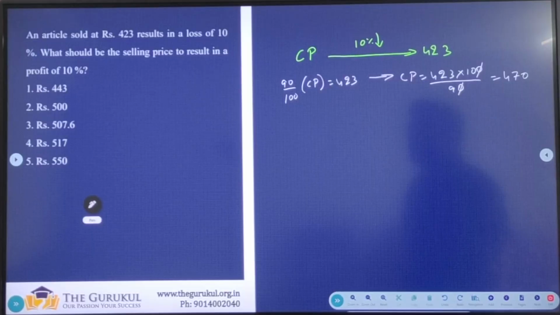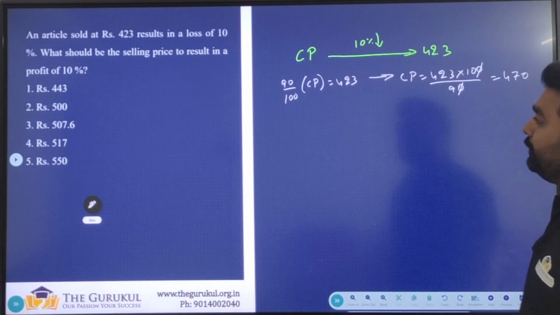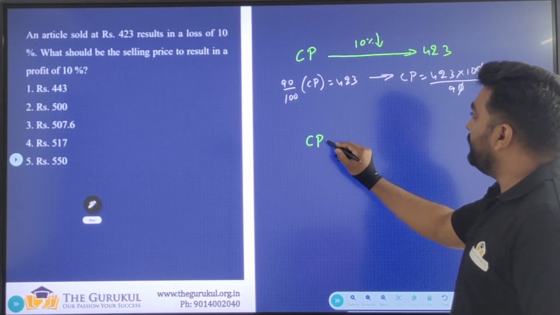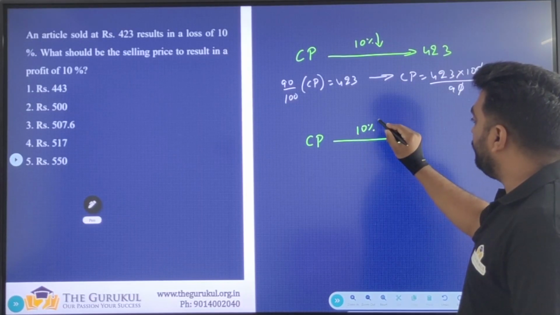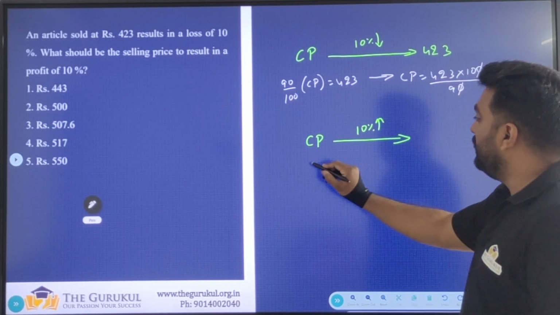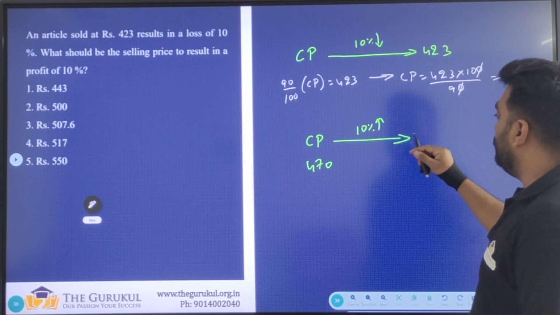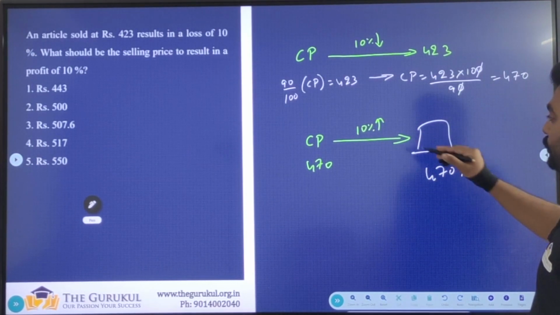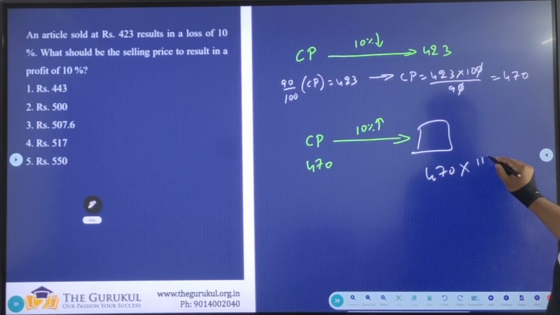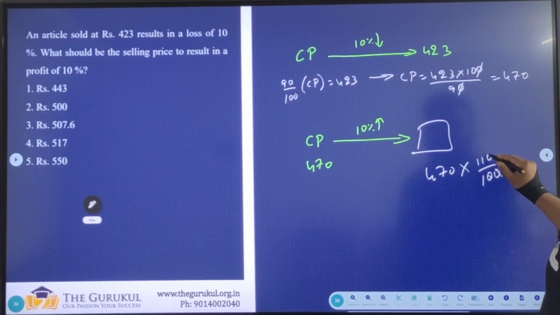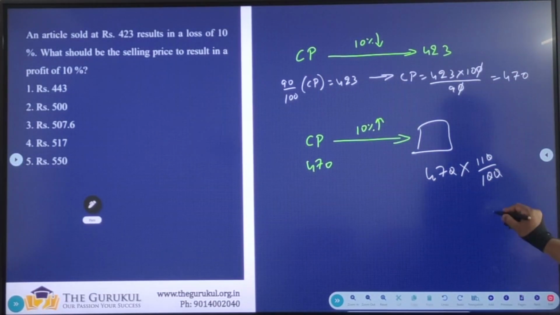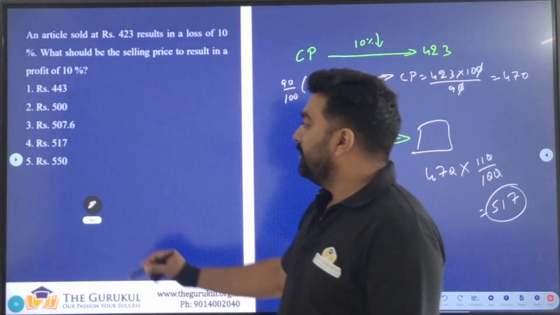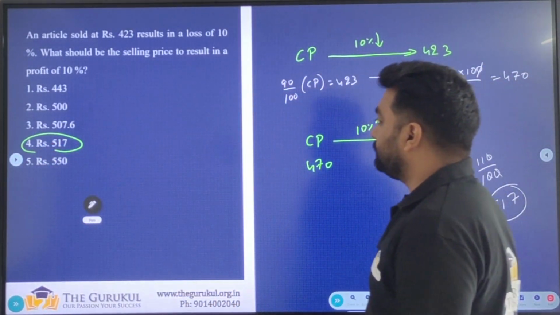What should be the selling price to result in a profit of 10%? So cost price, I need to get profit of 10%. What is the cost price? 470. So this value should be equal to 470 into 10% increase, that is 110 by 100. This gets cancelled. Perfect. This will be equal to 517 rupees. That is option 4.